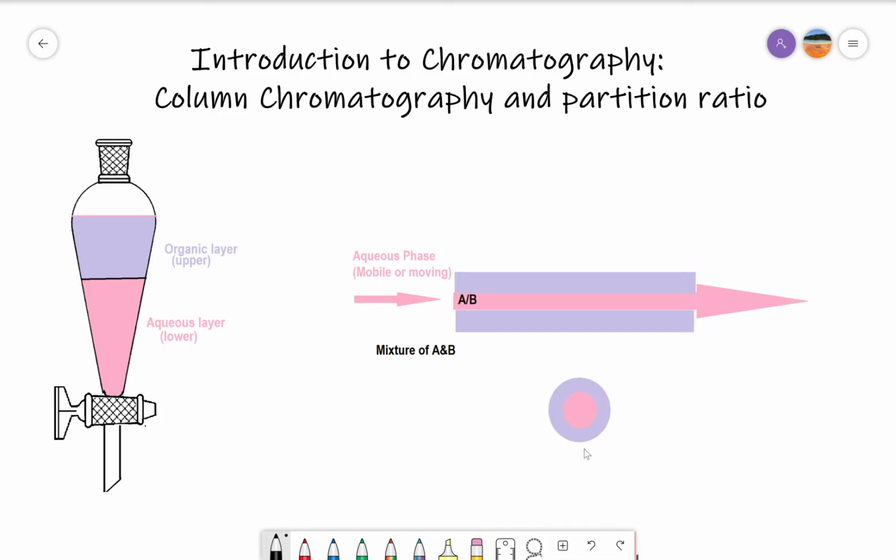In this video, we're going to be talking about column chromatography and the use of partition ratio as a measure of your ability to separate a mixture.